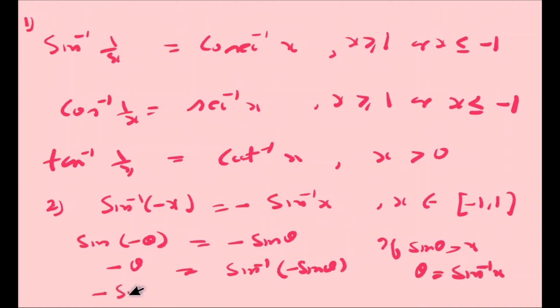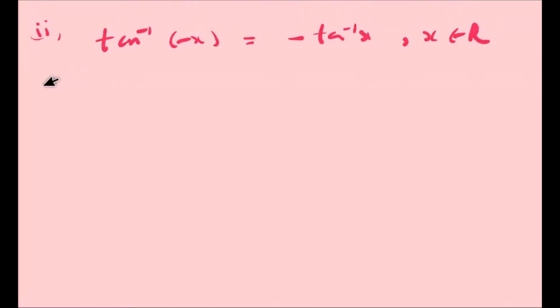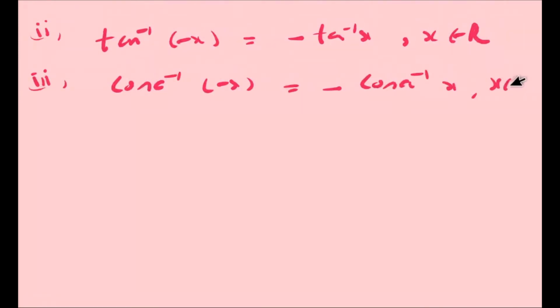So we can write here minus sine inverse x, that is sine inverse minus x equals minus sine inverse x. So we can see this minus will be outside, right? Similarly, tan inverse minus x equals minus tan inverse x, here also x belongs to real numbers. And the third point is cosec inverse minus x equals minus cosec inverse x, x belongs to R.